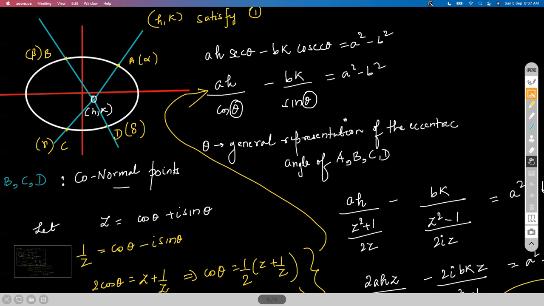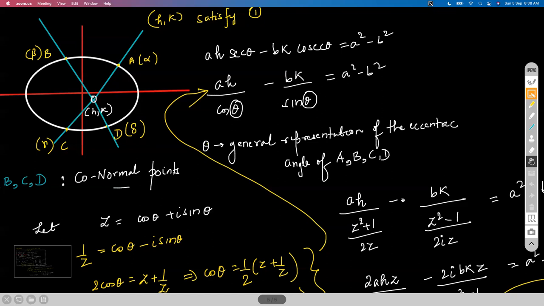That is why many people convert it to half angles of tan and do the process. But I find this one more convenient because related to this, there are two properties which we are going to see in some time, and we are going to prove that very easily when we use the complex number notation. Okay. So let us take a few properties based on the co-normal points.